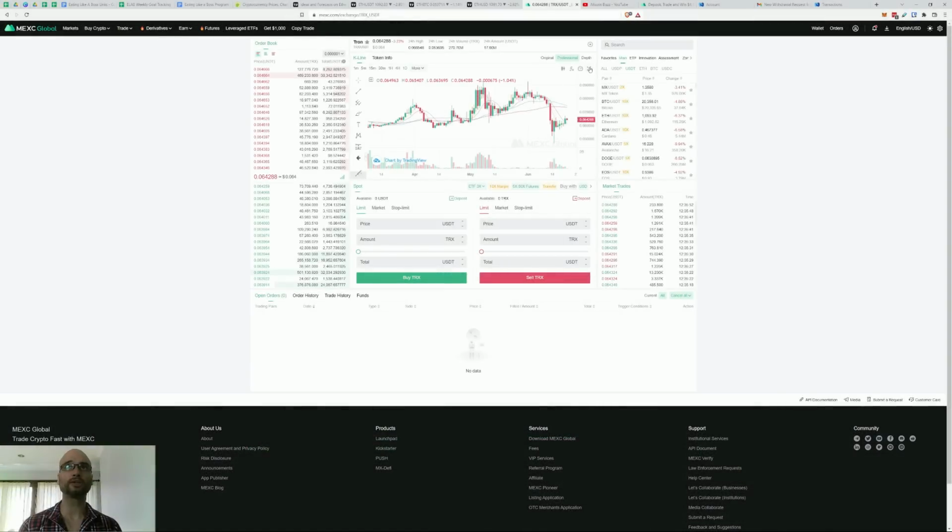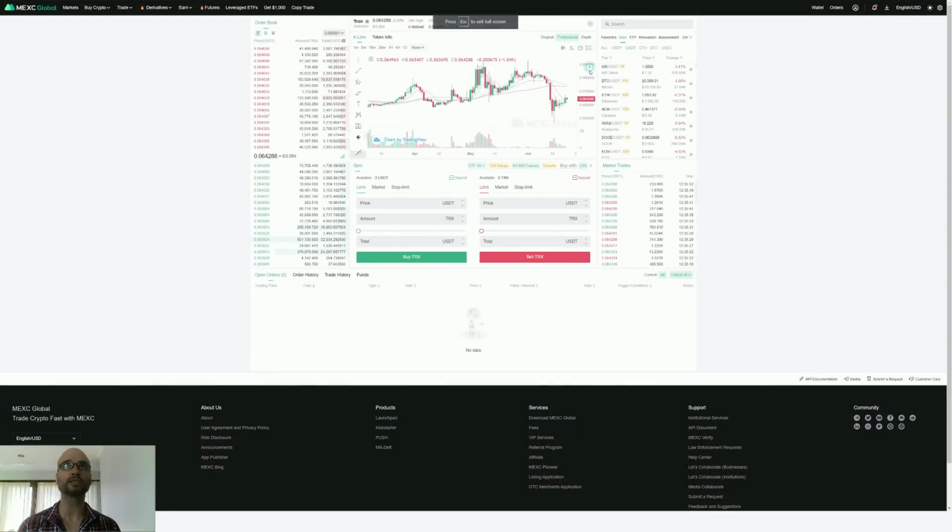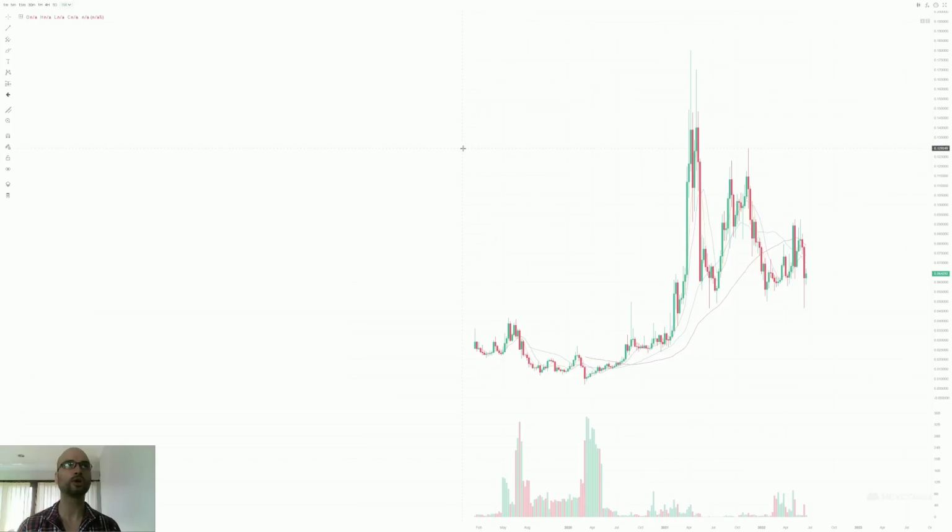Okay, so the next concept that I will explain to you is the concept of confluence. Confluence basically means that you have not one, but at least two reasons to enter the trade. At least two reasons why buying at a specific level is likely to generate a positive return.